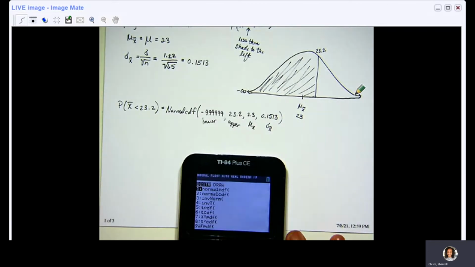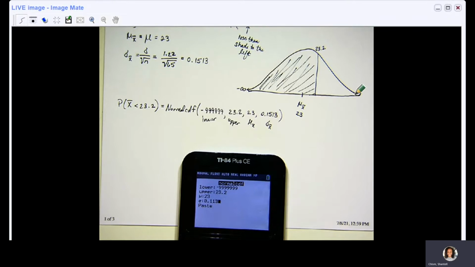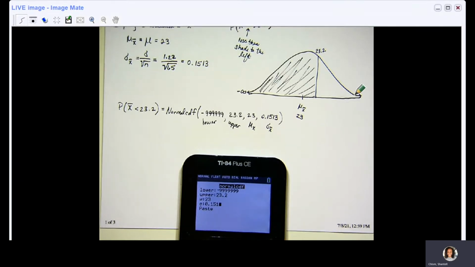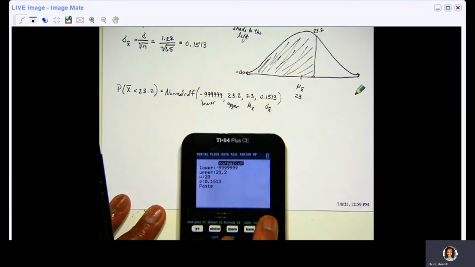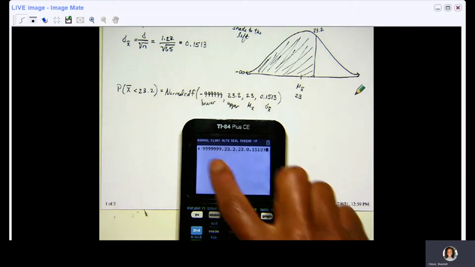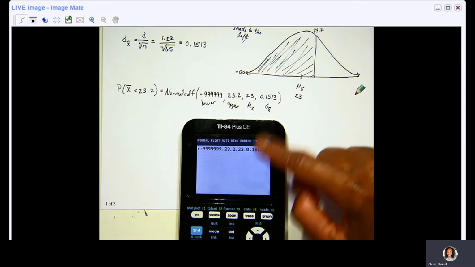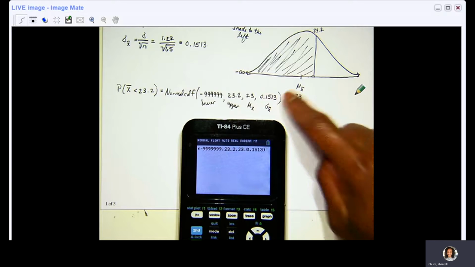We press second vars, normal CDF. My lower bound is negative 99999. And make sure you use the negative sign and not the subtraction, because it'll tell you error. My upper bound is 23.2. My mean is 23. And my standard deviation is 0.1513. Okay. And it will paste that to my home screen, typed in the same order that I have it written here.